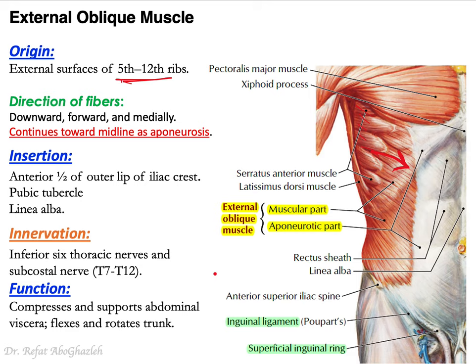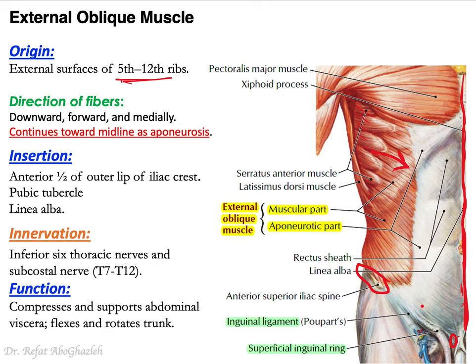Okay, guys. So look at the aponeurosis of the muscle. It's inserted here in the pubic tubercle and in the linea alba. You see this midline fibrous sheath, the white one. This is linea because it's like a line, a fibrous line. Linea alba, alba meaning white, the white line. So this is a fibrous line in the midline, the linea alba. So, this is the insertion.